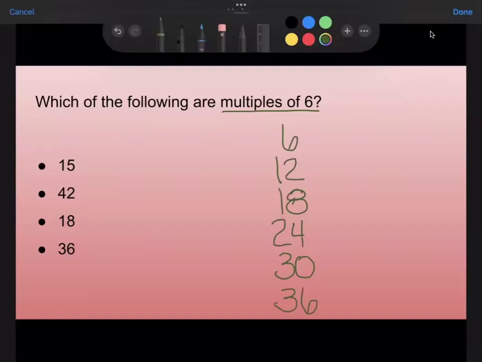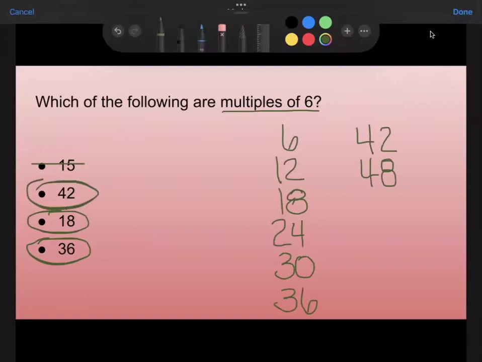So I'm going to stop right there and check in with the list and see how I'm doing. 15 is not on that list. 42, we haven't gotten to the 40s yet. 18 is on the list, and 36 at the bottom of the list. So we just need to keep going till we get through the 40s. So 36 plus 6 would be 42, and 42 plus 6 would be 48. So, yep, 42 is on that list. So from these choices on the left, 42, 18, and 36 are all multiples of 6.